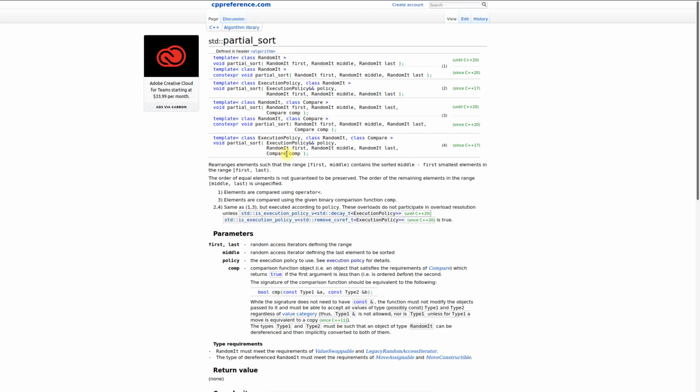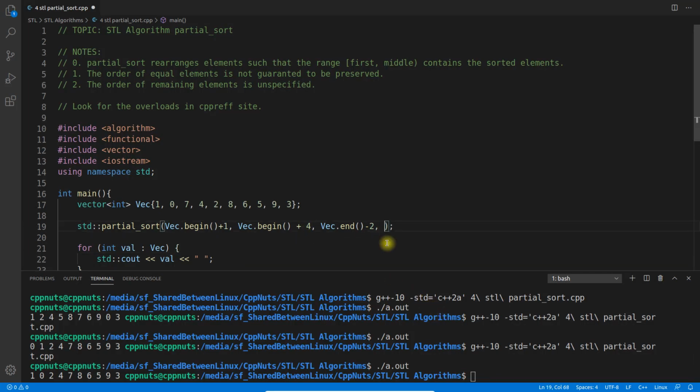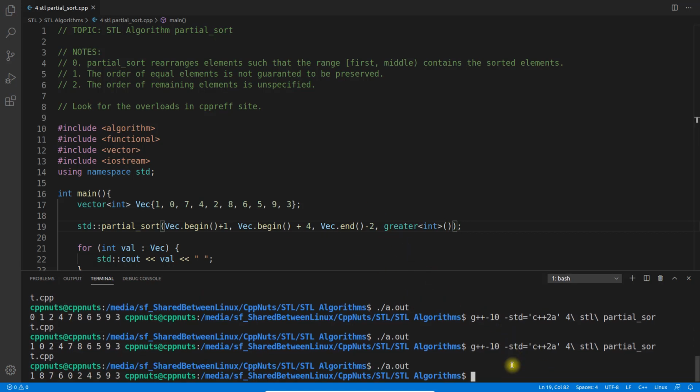And after that, we have this compare function, and by default the sort is obviously increasing order. We can use greater of integer here. If I say this, let's compile and execute. See, now it is decreasing order. See, 8, 7 and 6. So these three positions are sorted but in decreasing order.